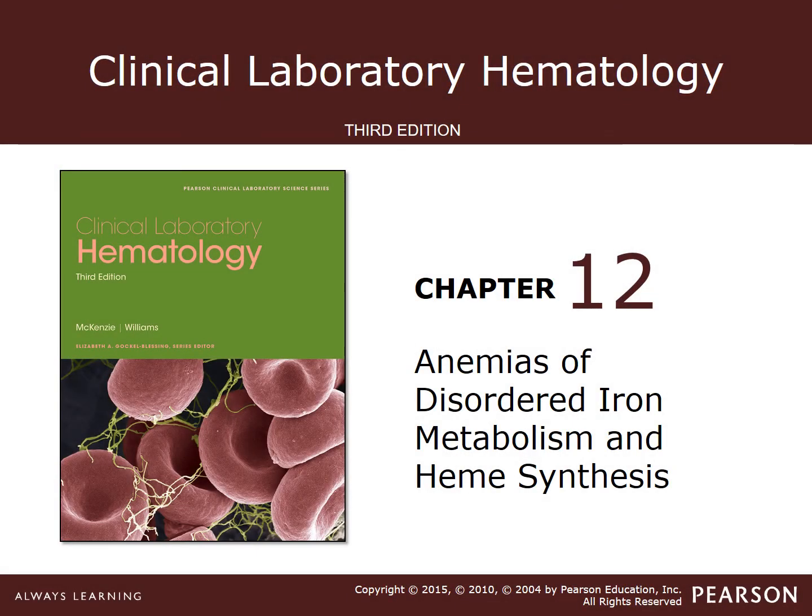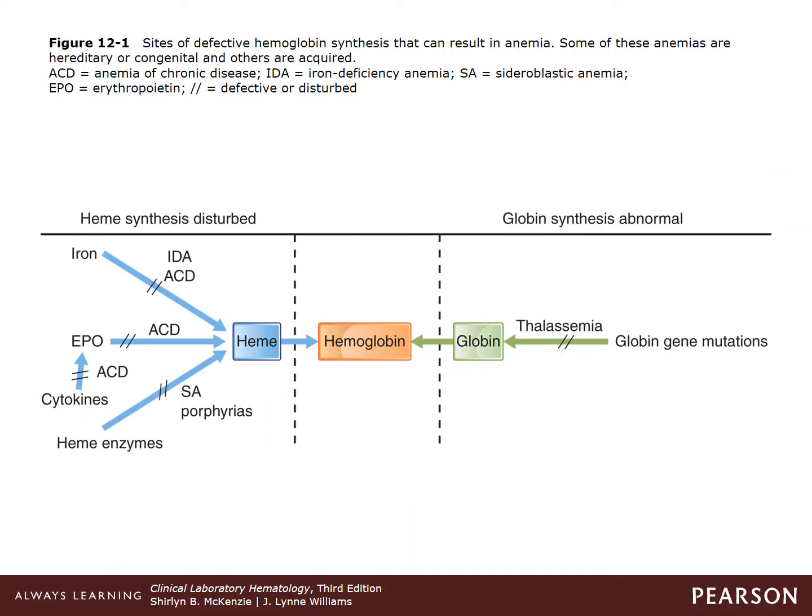Chapter 12, Anemias of Disordered Iron Metabolism and Heme Synthesis. Defective hemoglobin production can be due to disturbances in either the heme or the globin portions of the molecule. With the heme molecule, there can be problems with deficient iron, defective iron metabolism, or defective porphyrin synthesis. We are going to be discussing those today, and we'll be discussing the problems with the globin chain issues in the next few weeks.